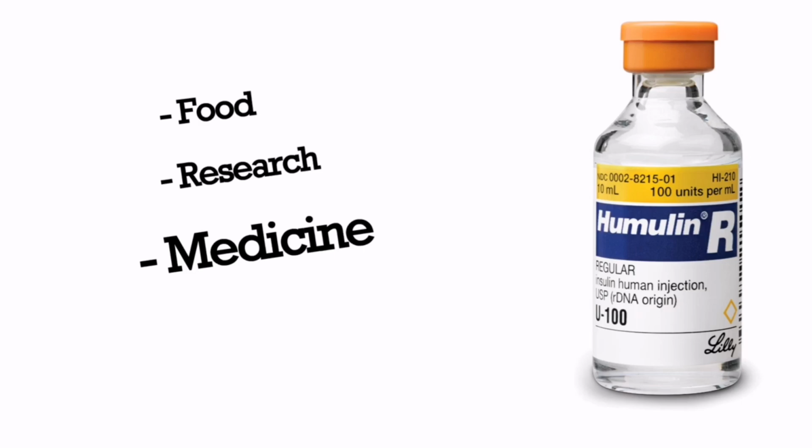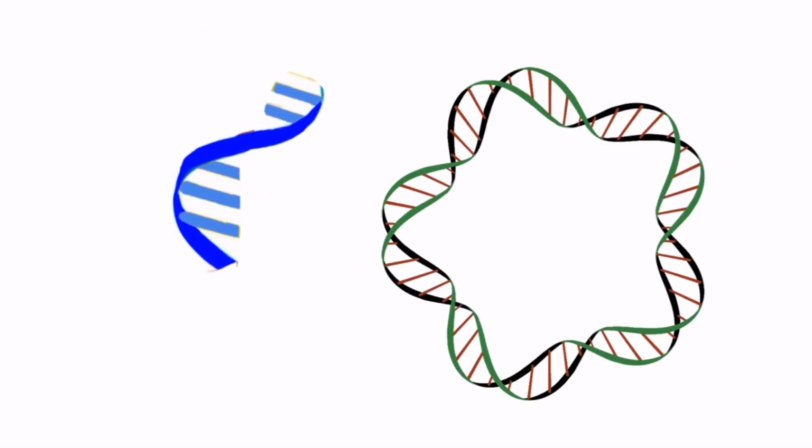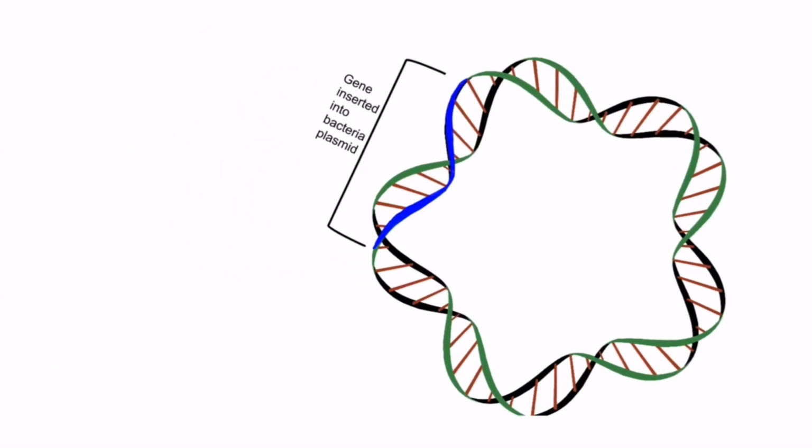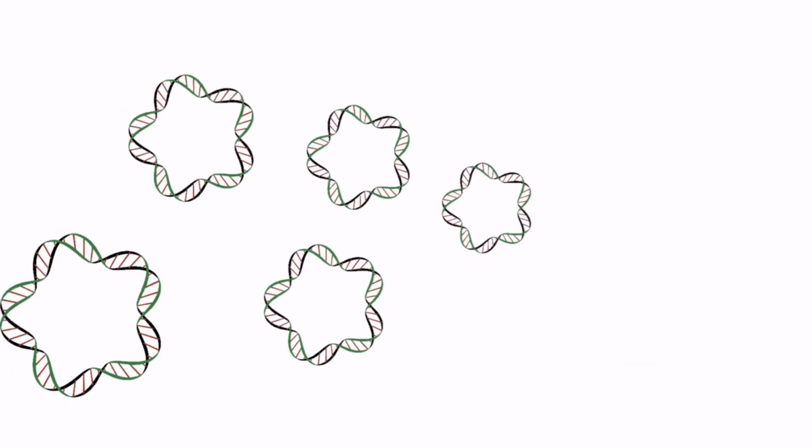Humulin, a medication used for diabetics, is created with genetically modified bacteria. Humulin can be given to diabetic patients who lack the insulin they need. Now, how they do this is scientists figured out which section of our DNA codes for insulin, and they also found certain enzymes that can cut that gene out. What they do is, using enzymes and heat, they isolate the specific gene and then insert it into the DNA of bacteria. The result is now a bacteria that produces human insulin.